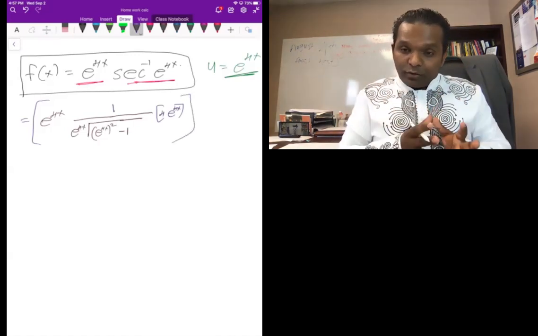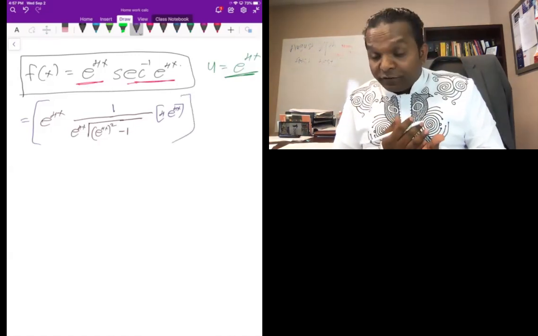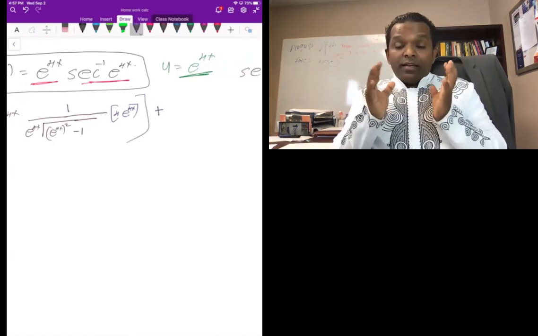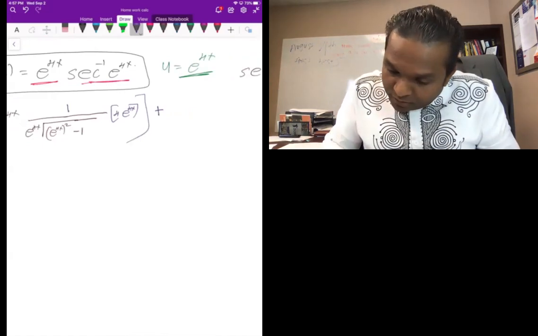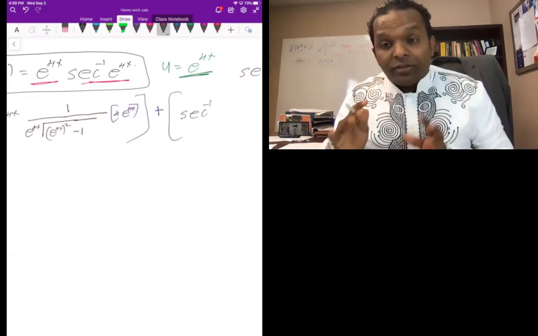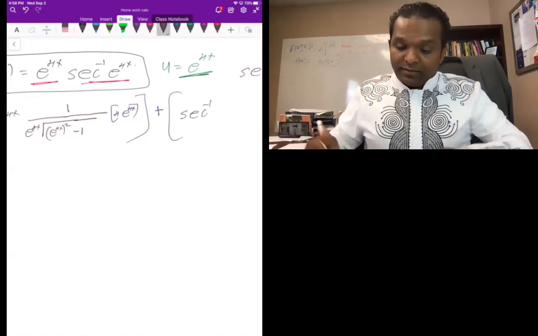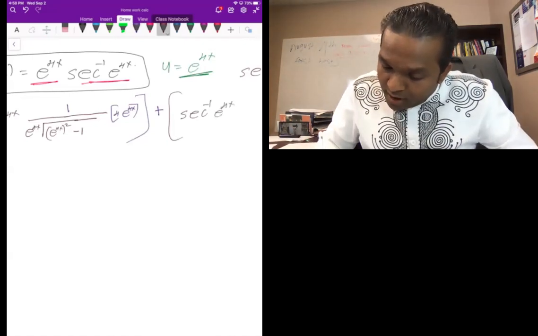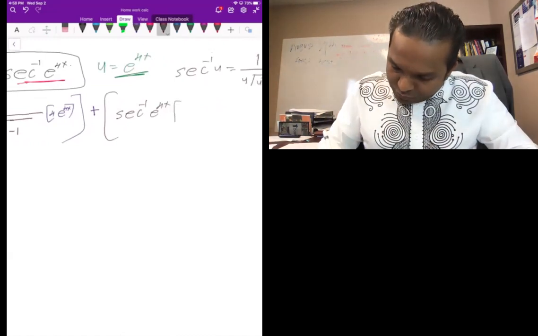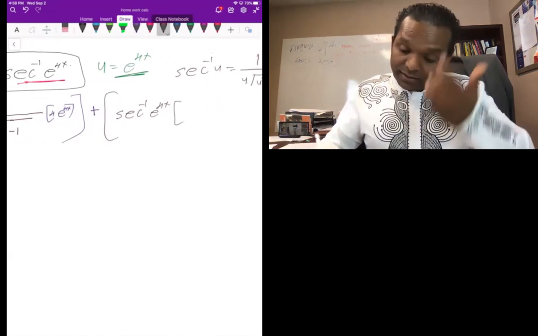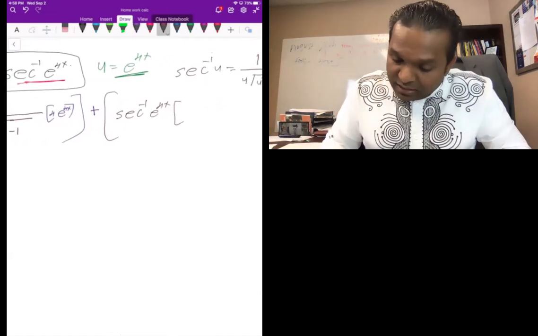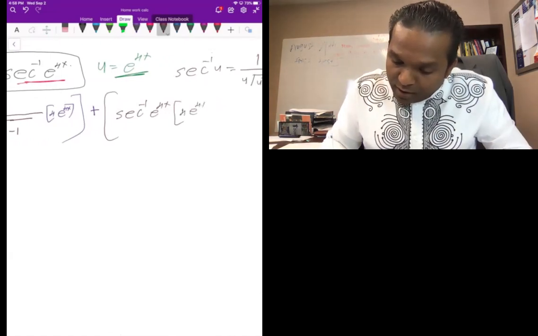Product rule. With the first function, take the derivative of the second function, and then add. Recopy the second function, just as it is, like this. Secant, which is not just secant, it's an inverse secant, e to the 4x. We recopied the second function and take the derivative of the first function. Inside this big bracket, the derivative of the first function is what we just learned about, 4e to the 4x.